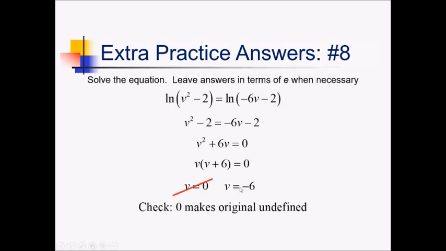Plugging in negative 6, that's going to give us 36 minus 2, which is okay. 36 minus 2 over here is also okay. So negative 6 works, and it's the only answer that we can take through to the end here.